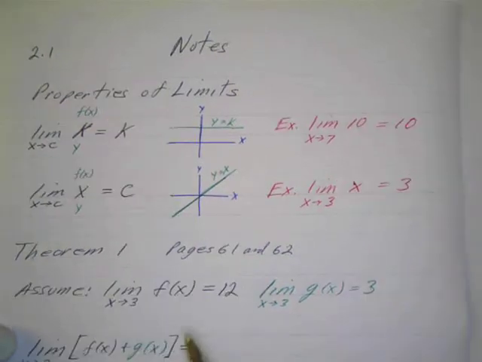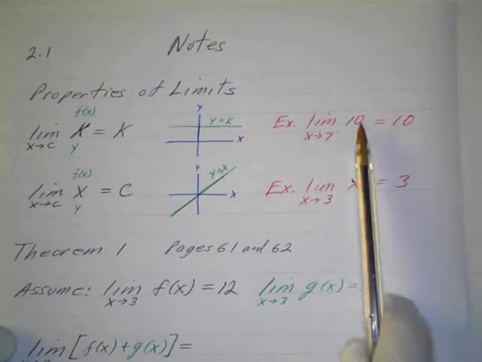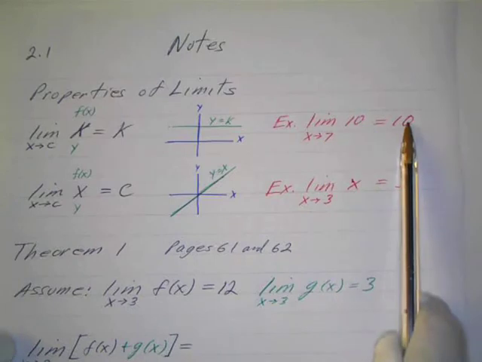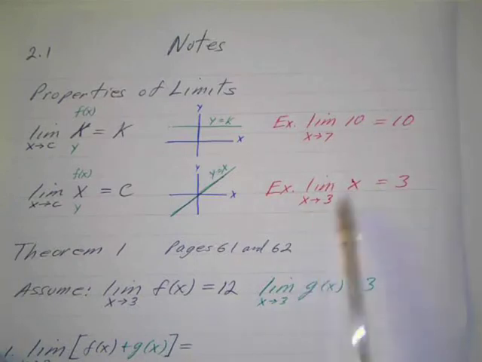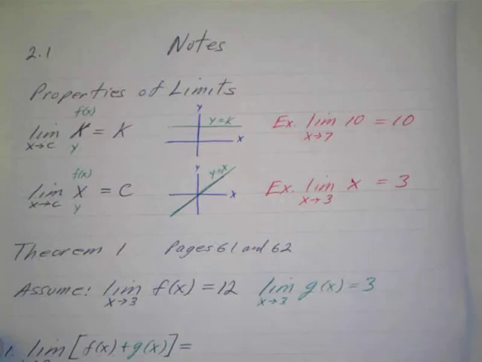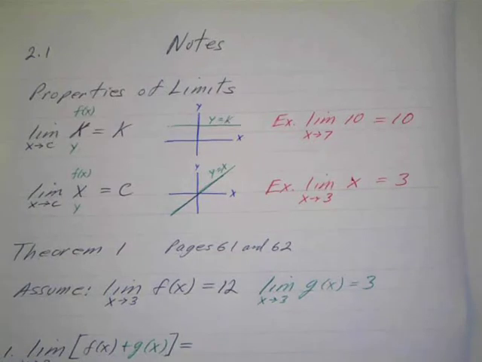All right, so here's a couple of examples. The limit as x approaches 7 of 10, this is the constant, is 10. And the limit as x approaches 3 of x will be the same thing as this, 3. Okay, so I hope that makes sense. Now these are the basic properties, and we're going to use these to simplify some examples we'll see a little bit later.